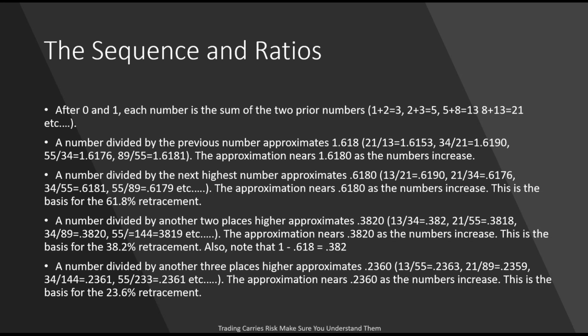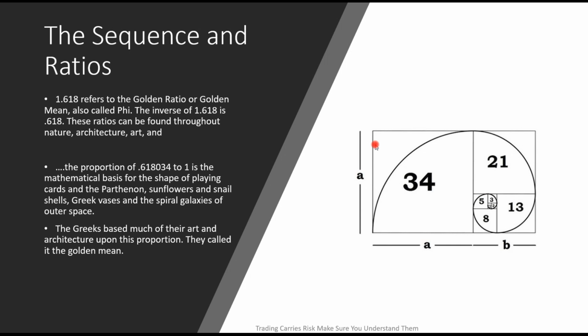Now, 1.618, which is the first number we got, when we divided the current number by the previous number, is known as the golden rule or the golden mean. It's also called phi.